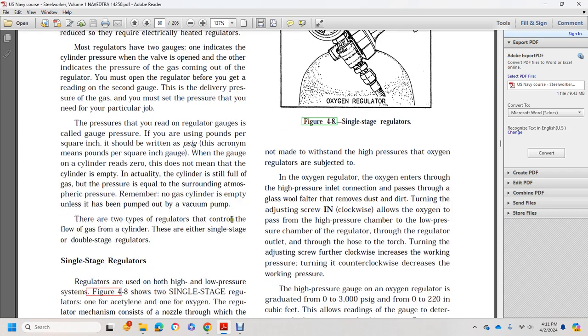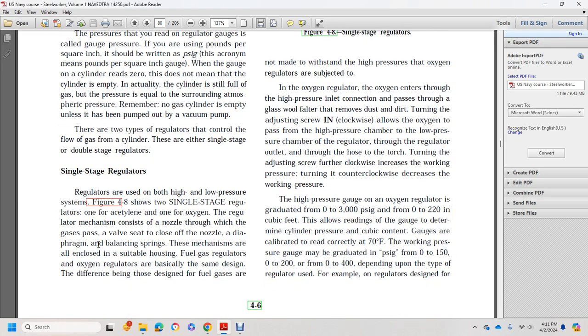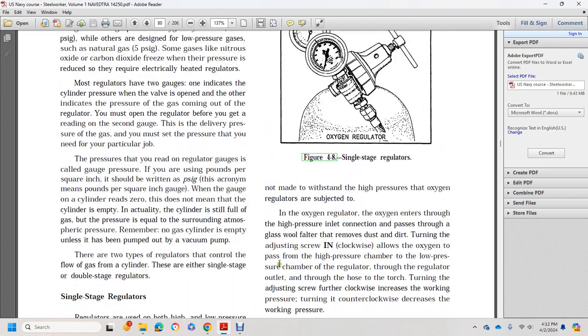There are two types of regulators that control the flow of the gas: either single stage or double stage regulators. Single stage regulators are used in both high and low pressure systems, for example, one for acetylene and one for oxygen. The regulator mechanism consists of a nozzle through which gas passes, a valve seat that closes against the nozzle, a diaphragm, and a balancing spring. The mechanism is enclosed within a suitable housing. Fuel gas regulators and oxygen regulators are basically the same design, the difference being that fuel gas regulators are not made to withstand the high pressure that oxygen regulators are subject to.